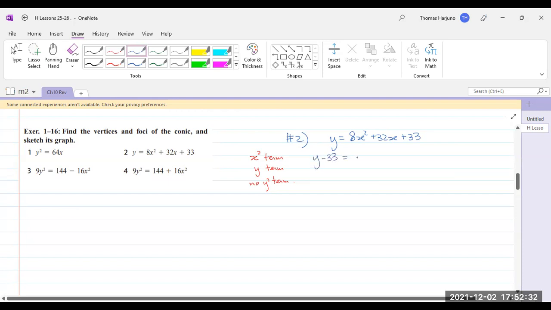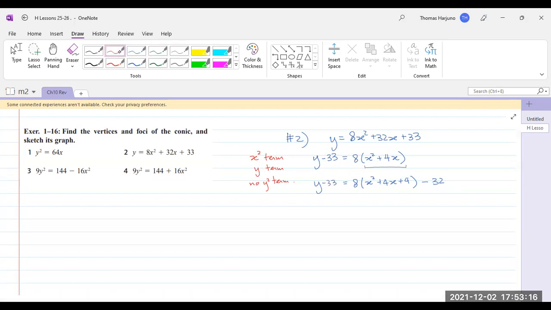So what I will do next is rewrite this so that it matches the pattern of what we had before. I move the 33 to the left-hand side, and I factor 8 from the first 2 terms on the right-hand side. Then I will complete the square here. I will add 4 to complete that, right? But if I add 4, then on the right-hand side I actually add 4 times 8, so I will compensate by subtracting 4 times 8, which is 32.